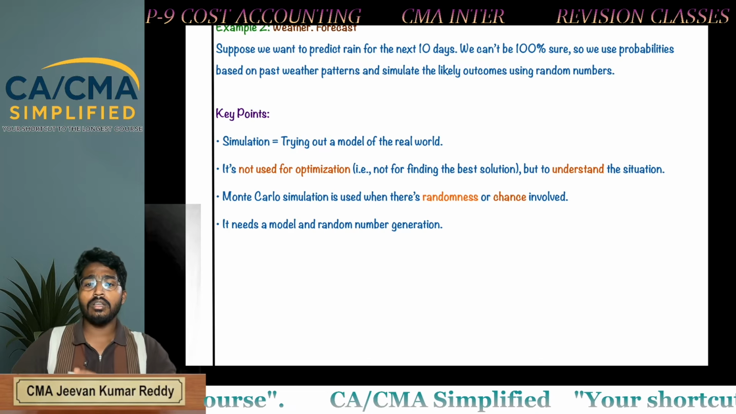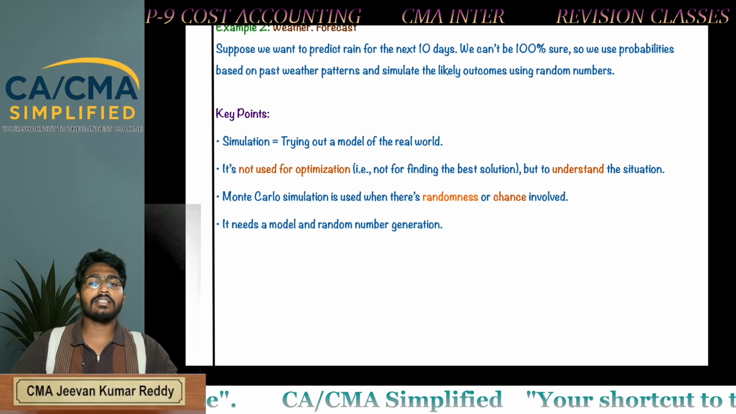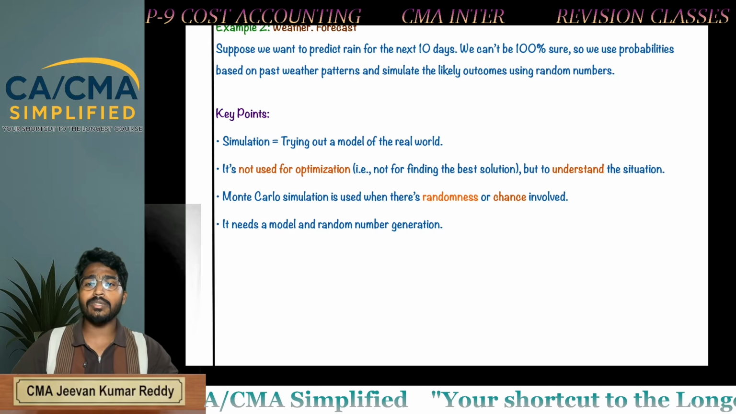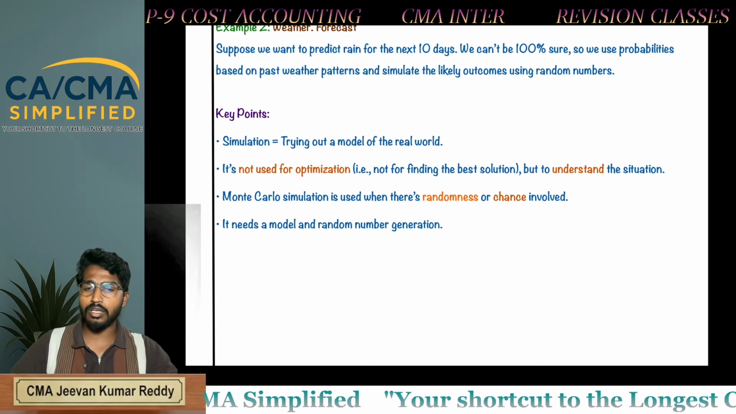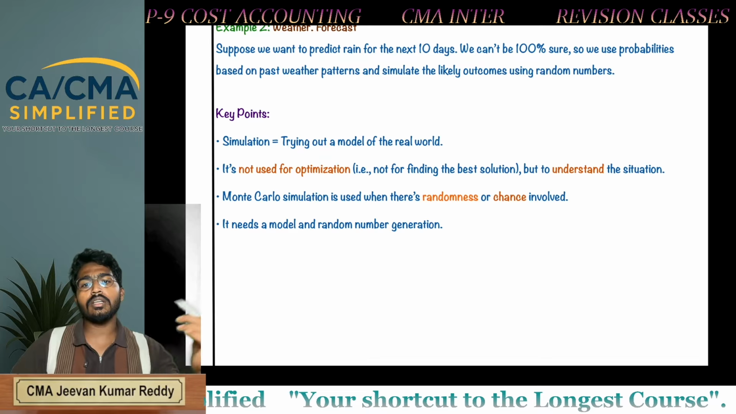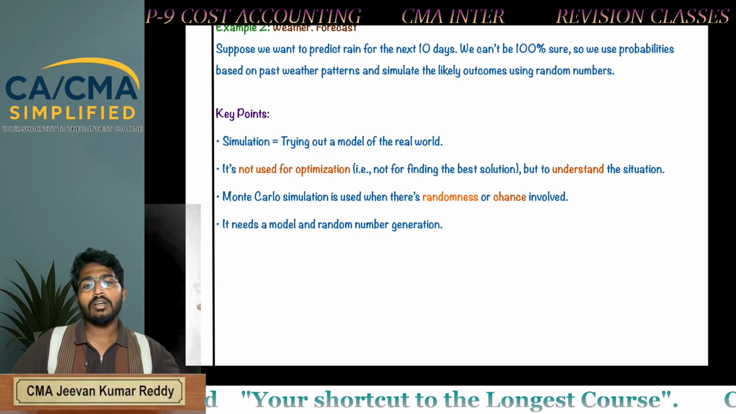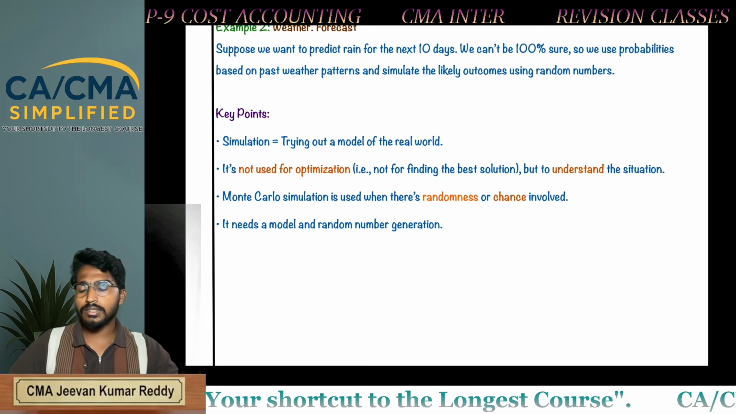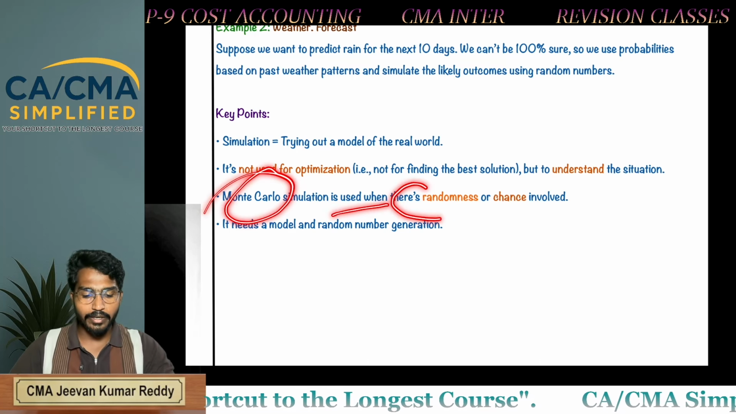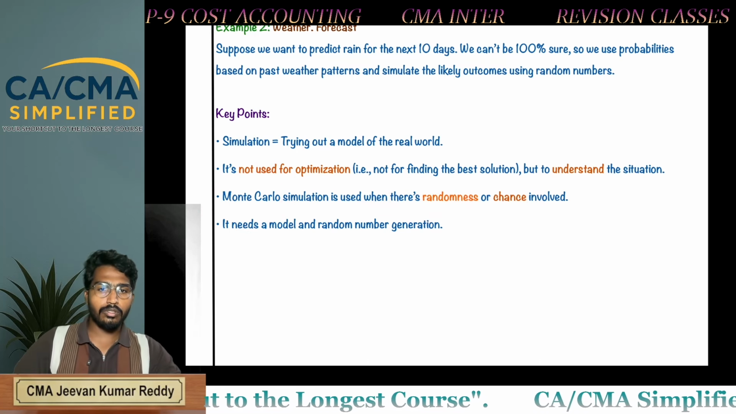If it is a cost, you need to minimize the cost. So it is not for optimization. That means simulation won't maximize or minimize the profits or cost, but it will tell you the future outcome. Based on the future outcomes, based on the alternatives, you need to select the best alternative. That's it.